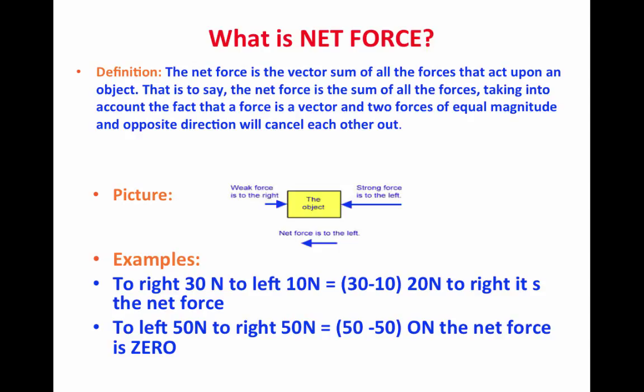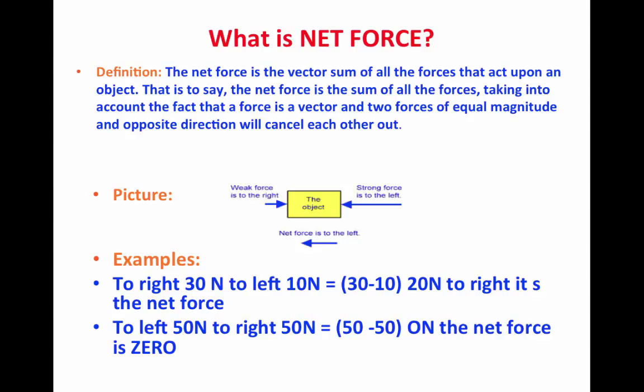In this picture, you will see the object. You see the arrow going to the left is a stronger force than the arrow going to the right. The net force will be the difference. The net force will be to the left. Why is it going to the left? Because it is a stronger force.